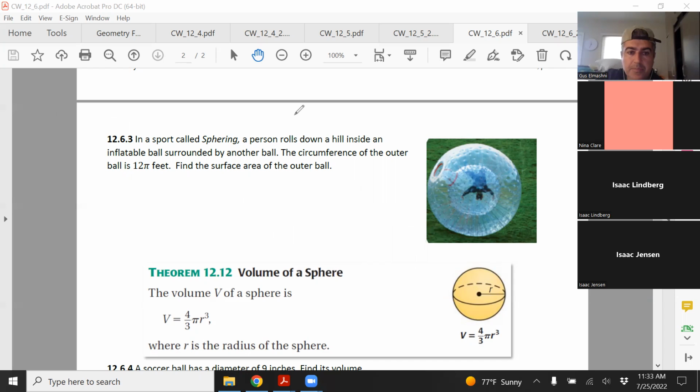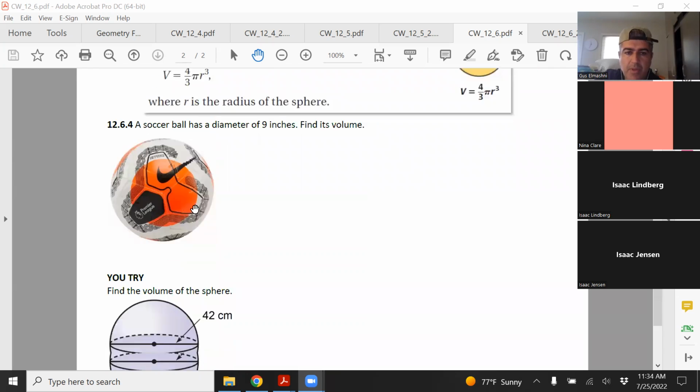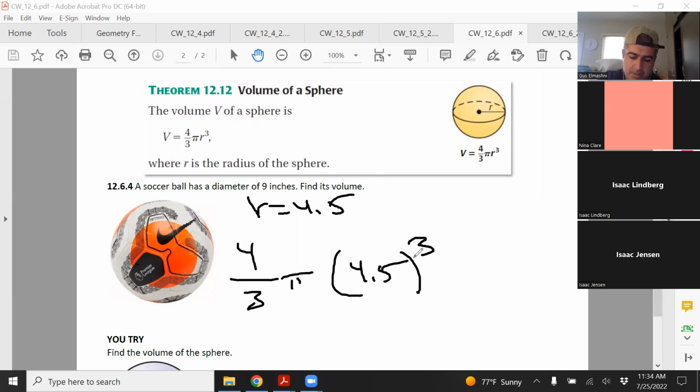And then lastly, volume. 4/3 pi r cubed, that's the formula for volume. So you have to find the volume of the soccer ball here. The diameter is 9, so the radius is 4.5. So 4/3 pi times 4.5 cubed. That's 4 divided by 3. You should get 121.5 pi. And that's cubic inches because it's a volume. So just how much space the inside of the ball takes, that's all it is.